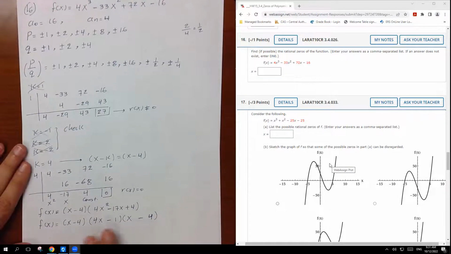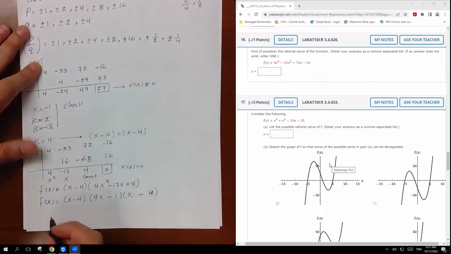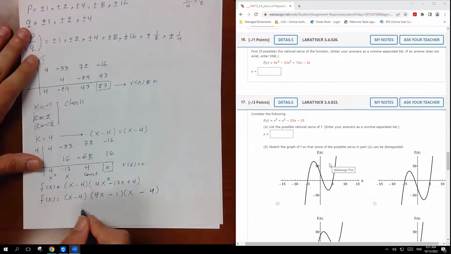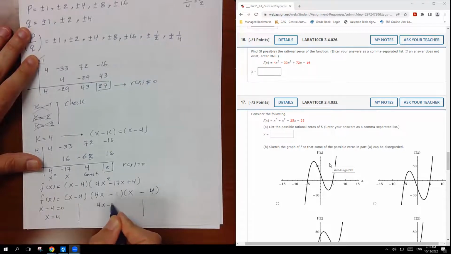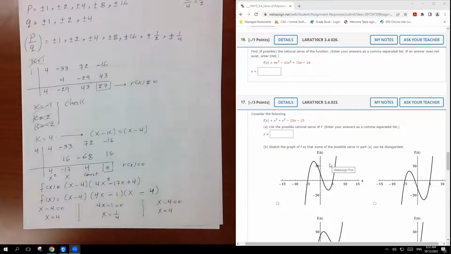That means we have 3 factors for this polynomial, which is the first one is going to be 3 zeros or 3 factors with the parentheses. So x minus 4 equals 0. That means x equals 4. And 4x minus 1 equals 0. That means x is equal 1 over 4. And the last one, x minus 4 equals 0. That means x is going to be equal 4. That's it for this example.